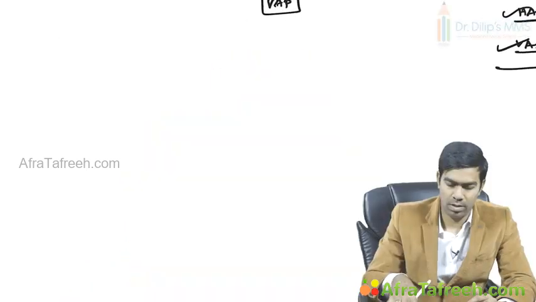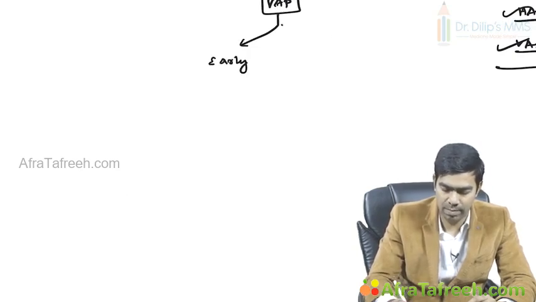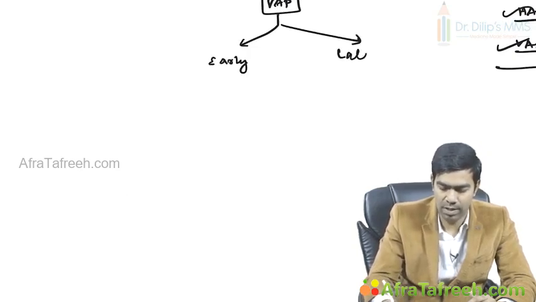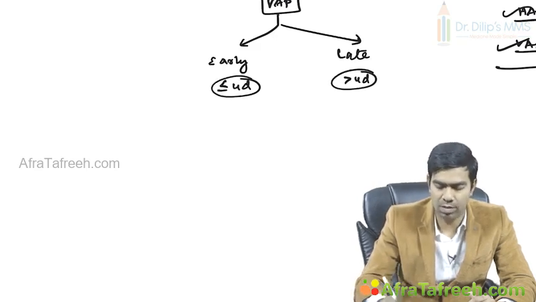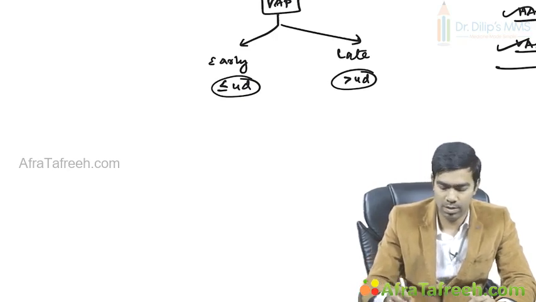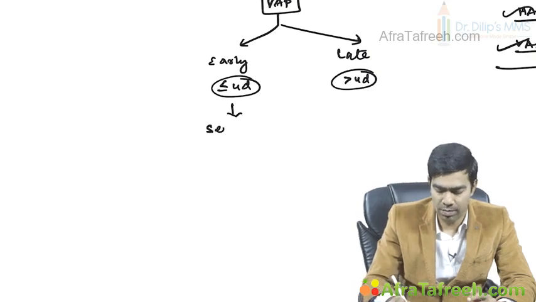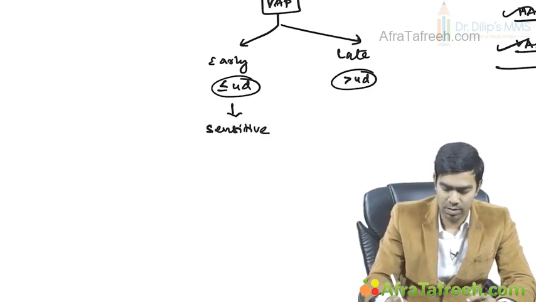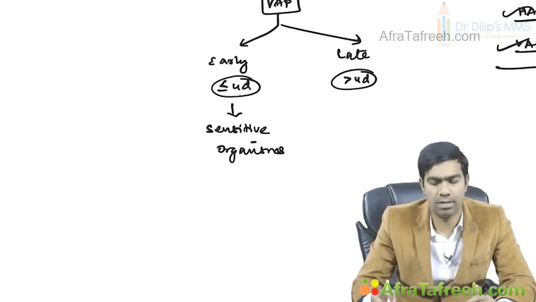So what are the types of VAP? We have 2 types of VAP by timing, called early VAP and late VAP. Early VAP happens within 4 days of endotracheal intubation. Late VAP happens after 4 days of endotracheal intubation. The characteristic feature of early VAP is that the organisms will usually be sensitive organisms, like what you see in CAP, very sensitive.